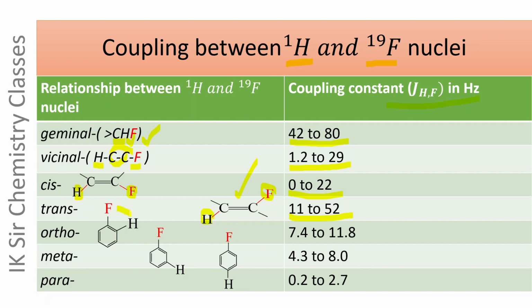If fluorine and H atoms are present at ortho positions, the coupling constant is 7.4 to 11.8 Hertz. If hydrogen and fluorine nuclei are present at meta positions, the coupling constant is 4.3 to 8 Hertz. And if fluorine and hydrogen nuclei are present at para positions, the coupling constant is very small, 0.2 to 2.7. Here also it is evident that as the distance between hydrogen and F-19 nuclei increases, the coupling constant decreases.